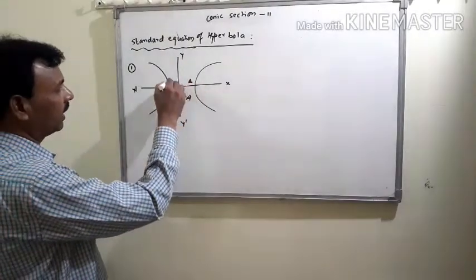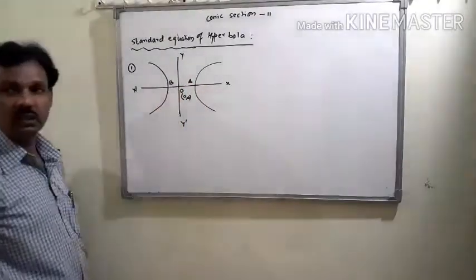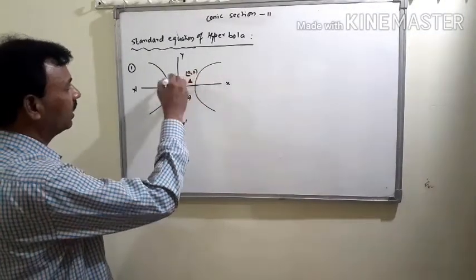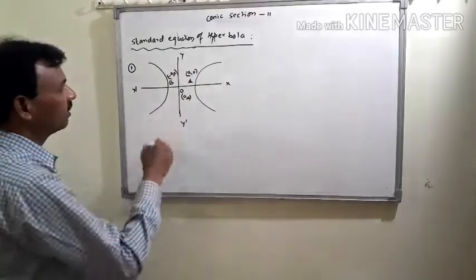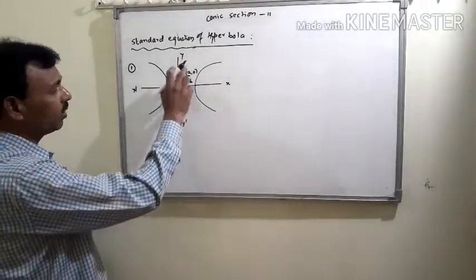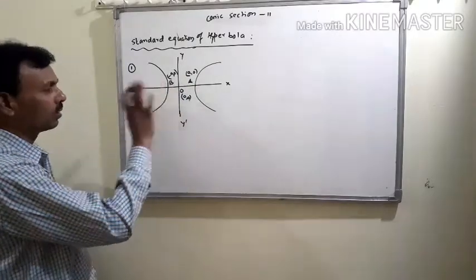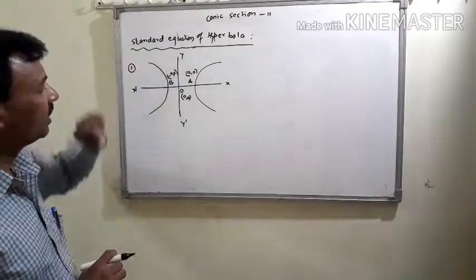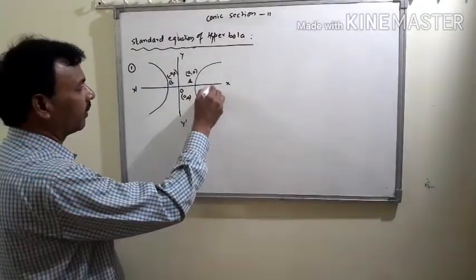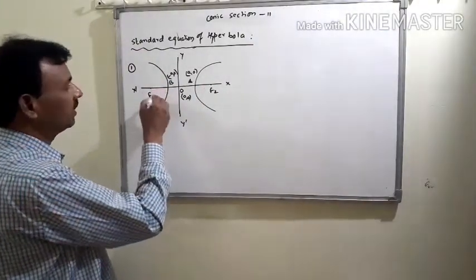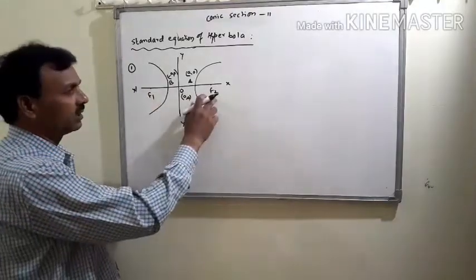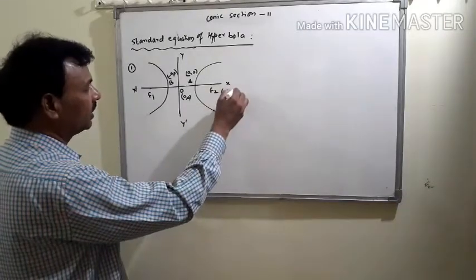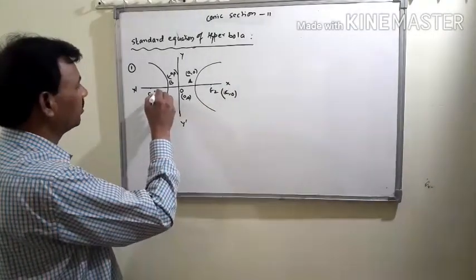So A and B will be the vertices of this hyperbola and the coordinates of the vertices will be a, 0 and minus a, 0, because OA is equal to small a and OB is also small a, but this is in the negative direction, so this will be minus a, 0. This is F2 and this is F1, that means this is the first focus and this is the second focus, whose coordinates are c, 0 and minus c, 0.